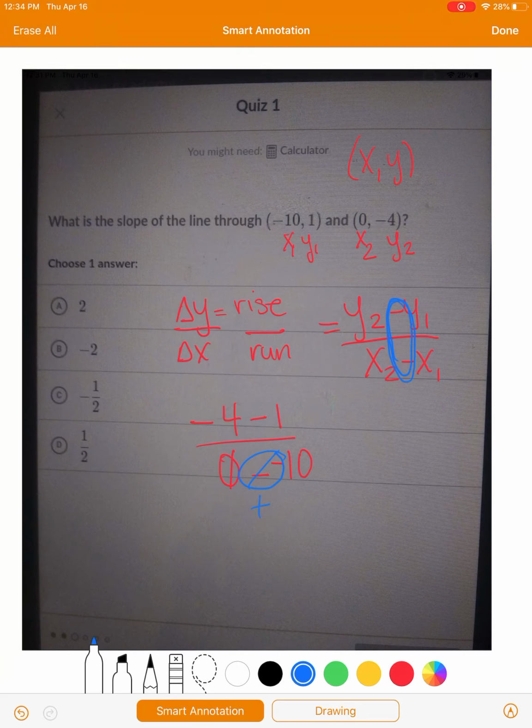So then what we end up with is negative 4 minus 1, and if you're sitting on negative 4 at the number line and you subtract 1, you're going 1 to the left, which then becomes negative 5. 0 minus negative 10, or taking away the debt, canceling that debt, those two negatives become a positive. So that becomes negative 5 over positive 10. And 5 can go into 10 twice, so that reduces to negative 1/2, or your final answer here is C.